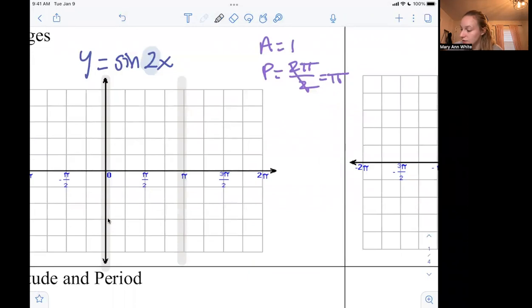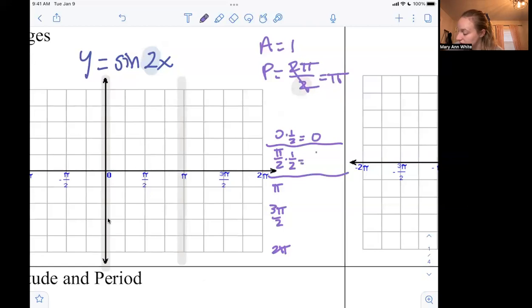What we were doing the other day is we were taking all of our quadrant angles, 0, pi over 2, pi, 3 pi over 2, and 2 pi. Those are our 5 important points. And whatever our B was, we would divide by that. So in this case, I can divide by 2 or I can multiply by 1/2. So 0 times 1/2 is 0. Well, pi over 2 times 1/2 is going to be pi over 4. So that's this point right here.